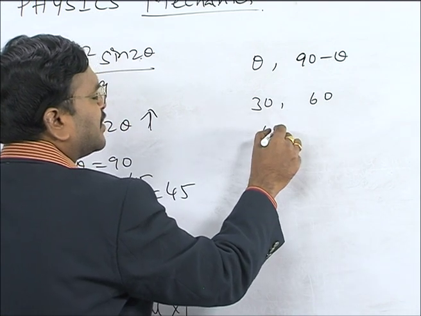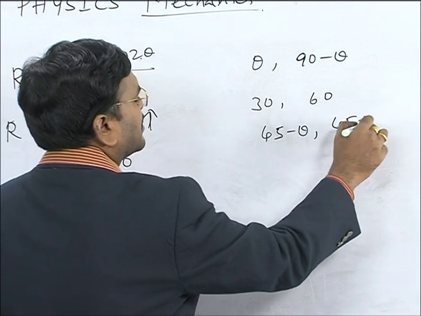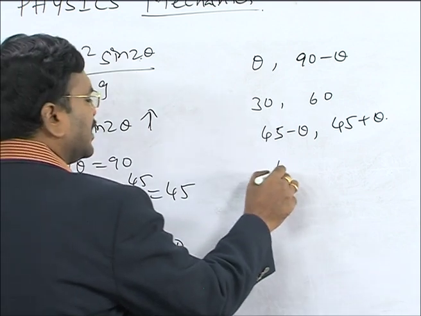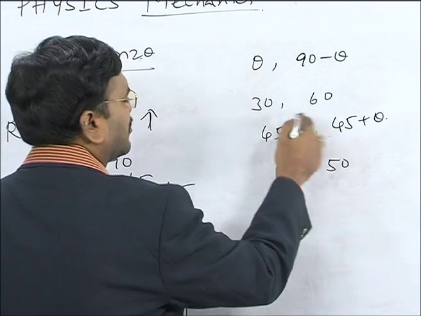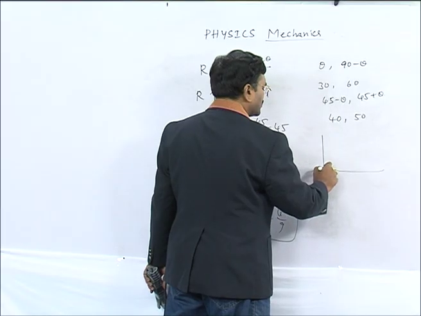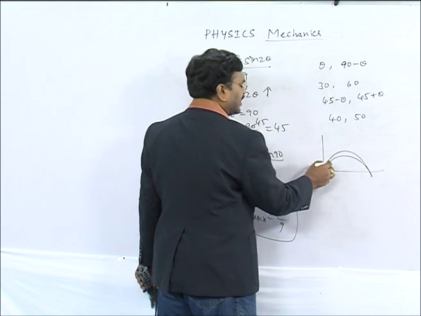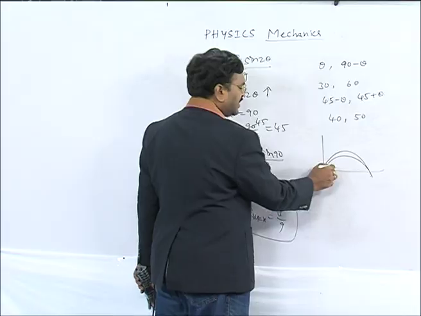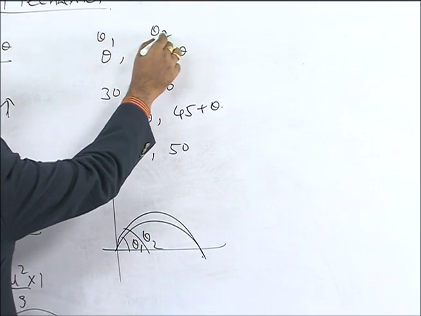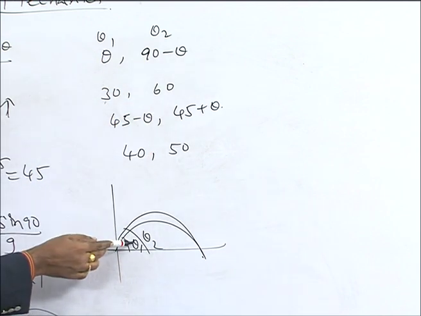Suppose if you take 45, also we write 45 minus theta and 45 plus theta. Suppose if you take 40 and 50, 90 minus 40, 50, like that. So range is same. Range is same means what? Suppose this is theta. 90 minus theta means what? Like this. Here theta 1 and theta 2. Theta 1 is 30 degrees. Theta 2 becomes what? 60 degrees.